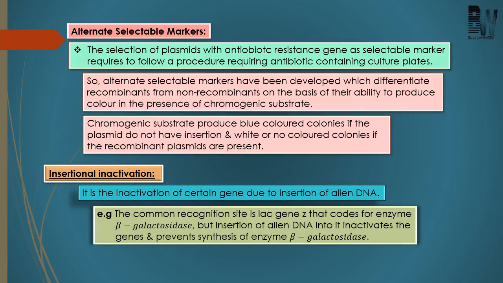So for this staining procedure we have to commonly use a chromogenic substrate. Here the point is that during the staining process, that means in the presence of this substrate, the bacterial colonies will produce blue color, indicating that they contain non recombinant DNA. But if the bacterial colonies produce white or colorless colonies, it indicates that the bacterial colonies contain recombinant DNA. So like this, through the staining procedure, we can easily differentiate recombinant DNA from non recombinant DNA.